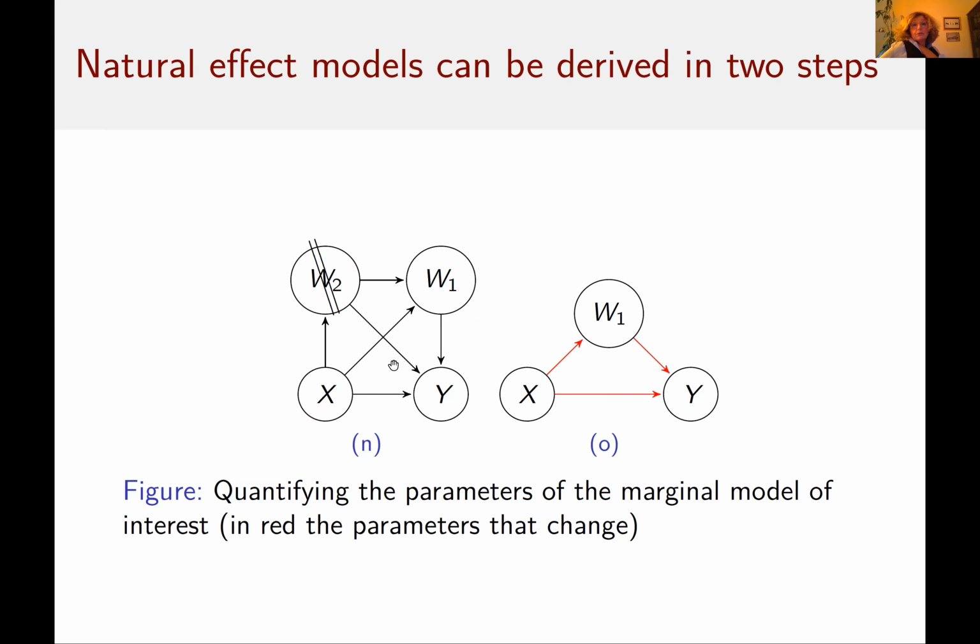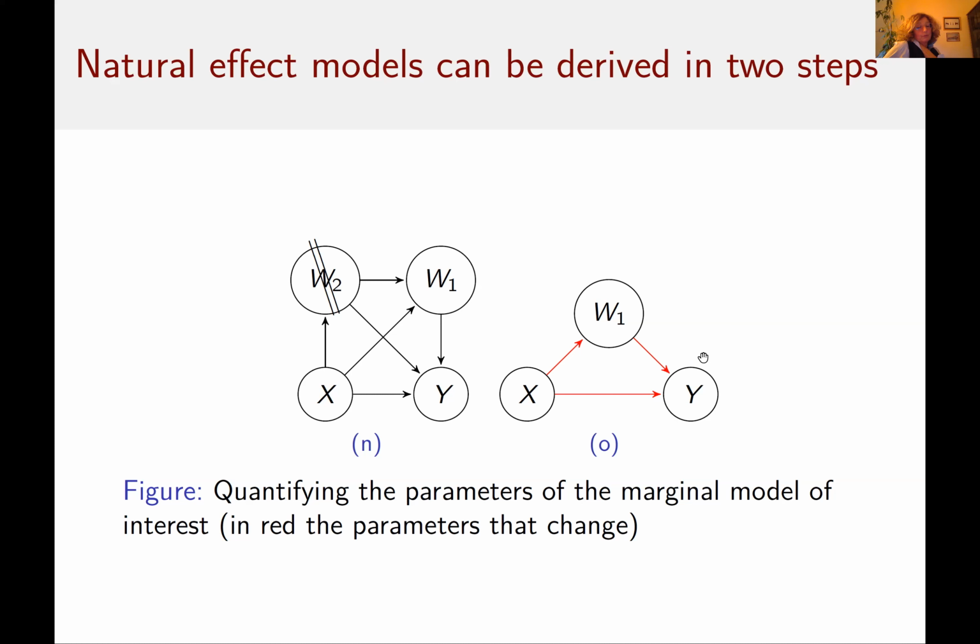Okay, and the issue here is: can we derive the natural effect model in a similar fashion to the previous ones? And it turns out that you can do it in 2 steps. In the first one, you marginalize over W2. And by doing that, remember that here W is a source node for this effect, and is also a source node for this effect here. So you have to take that into account. It's not a very straightforward way to do it.